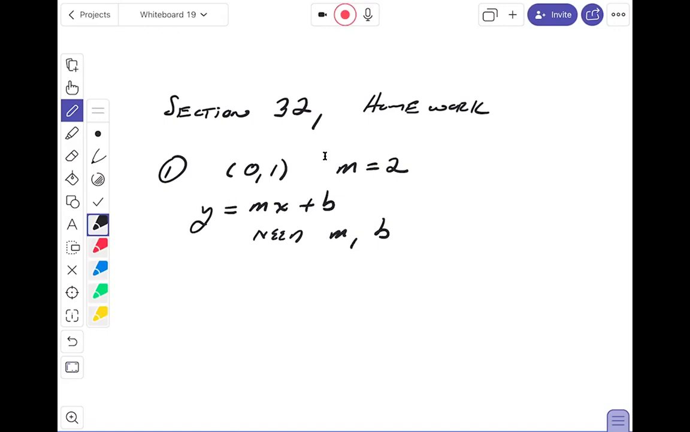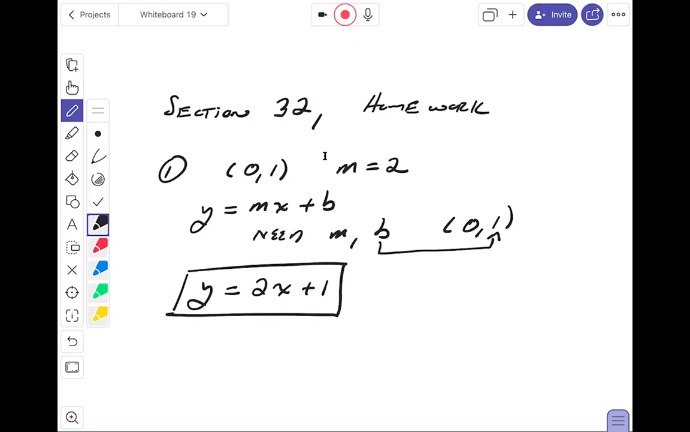What's b? It's the y-coordinate of the y-intercept. And we've been given that, because what have we been given? We've been given the y-intercept. So I know b to be 1. So I can write this down: y equals m is 2, x, b is 1.